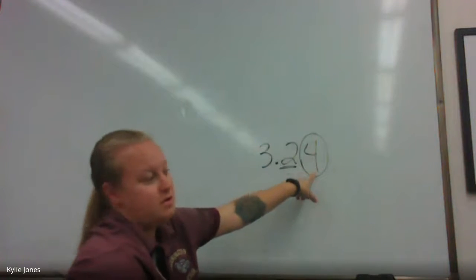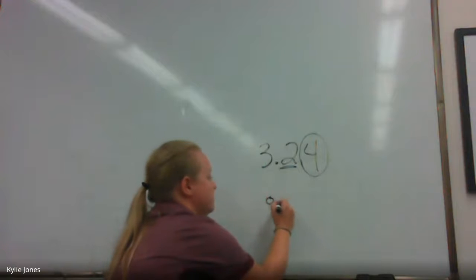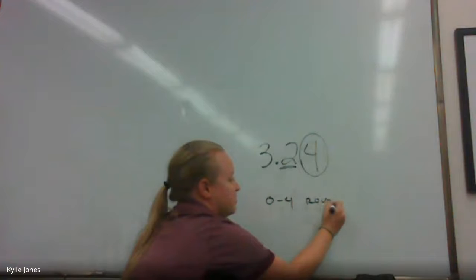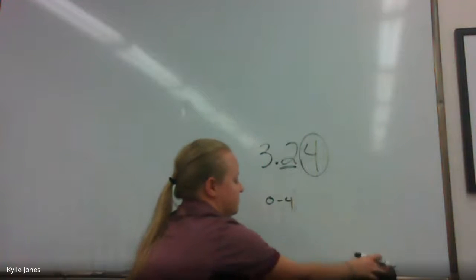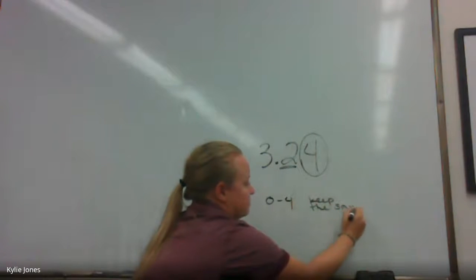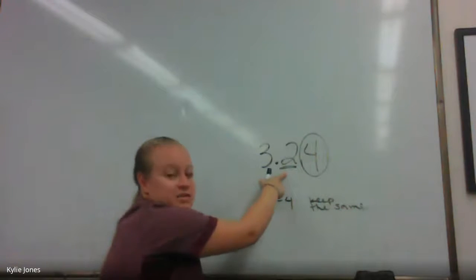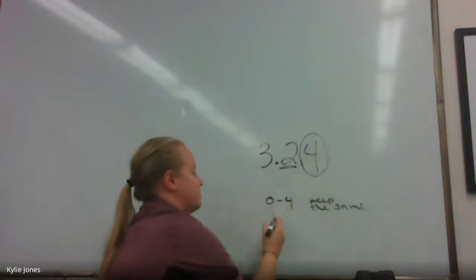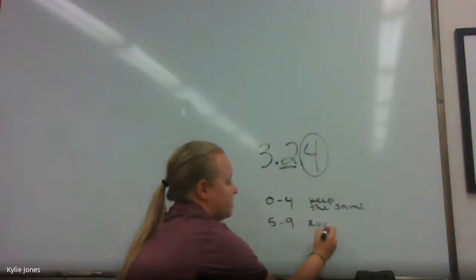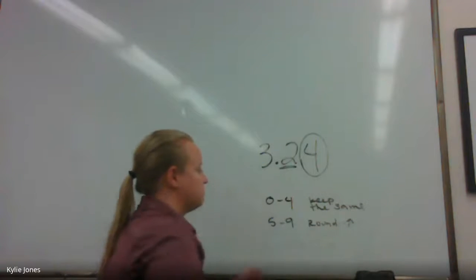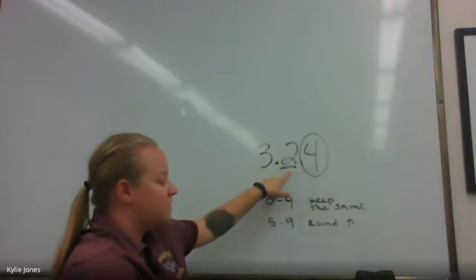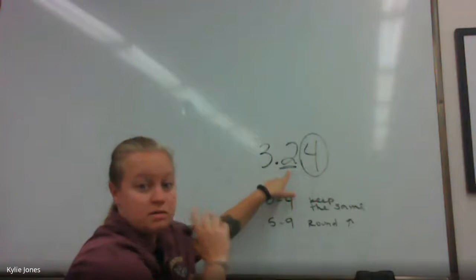Now the rules go that if it is a 0 to 4 in this place, you keep the number the same. So this 2 would stay at 2 if this is a 0 through 4. If it's a 5 through 9, you're going to round the number up. So if this was a 5, 6, 7, 8, or 9, this 2 would go up by 1 number. So what would it go up to?